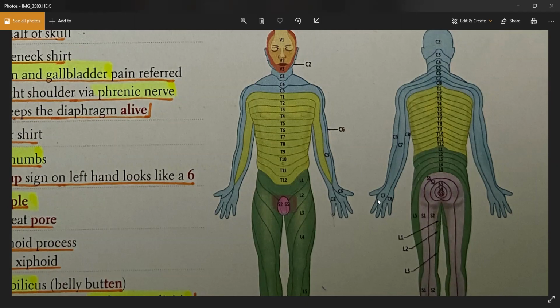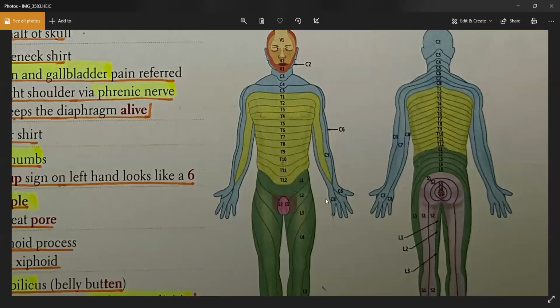Now on the back of your hand, the C7 is in the middle. C6 is at the very lateral, just like here. As you can see, C6 is always at the lateral, and C8 is at the middle, right? So this is a dermatomal distribution of your hand.